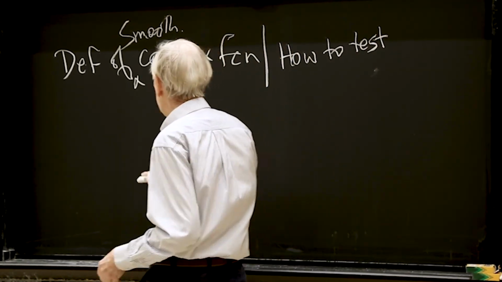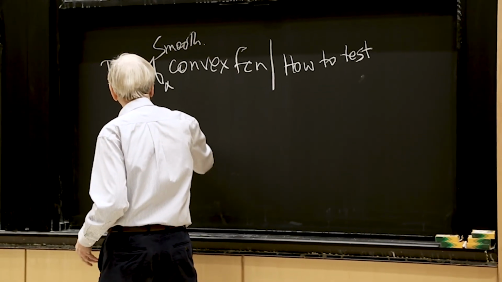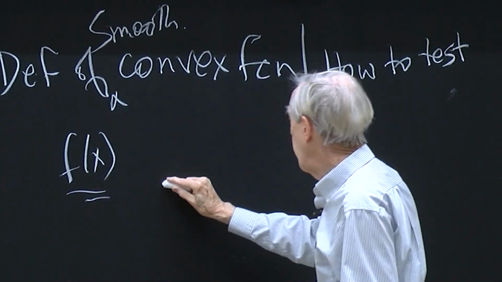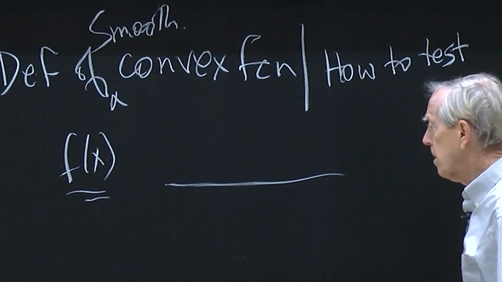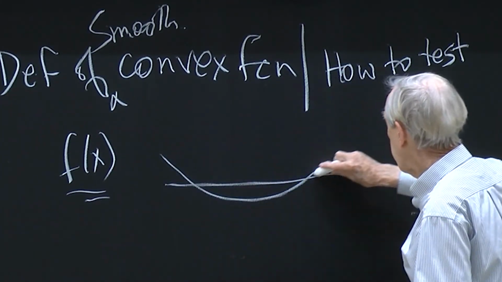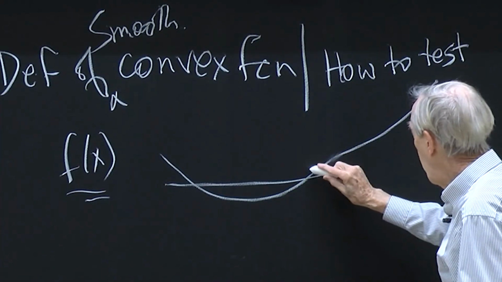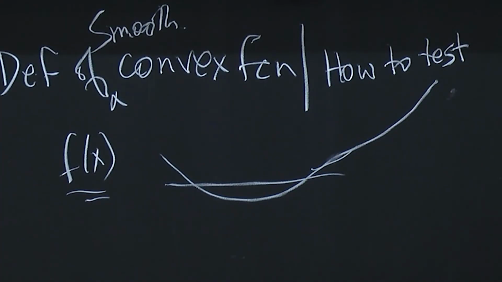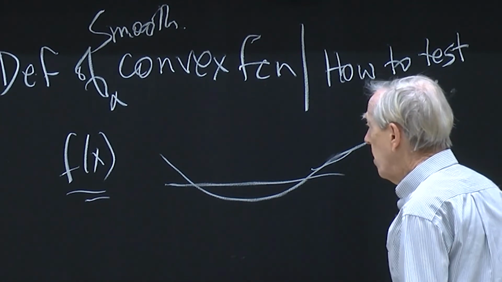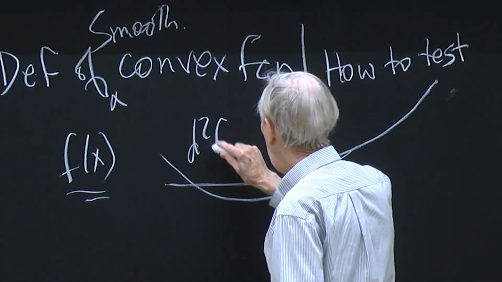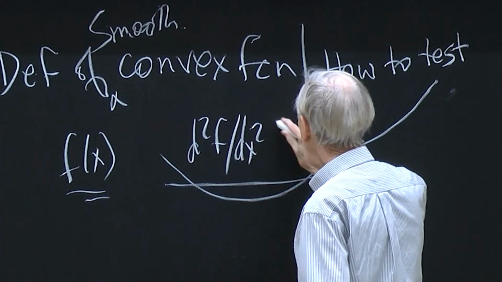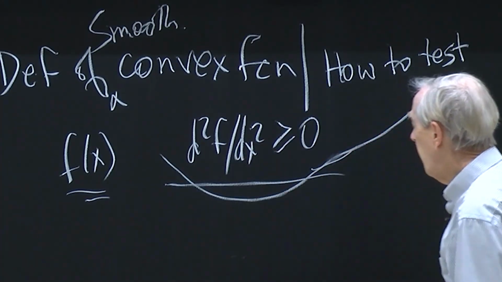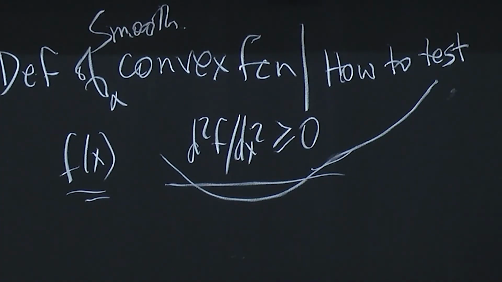Okay, so let me take just a function of one variable. What's the test you learn in calculus, freshman calculus actually, to show that this is a convex function? What's the test for that? Second derivative should be positive or possibly 0. So second derivative greater or equal to 0 everywhere. That's convex.